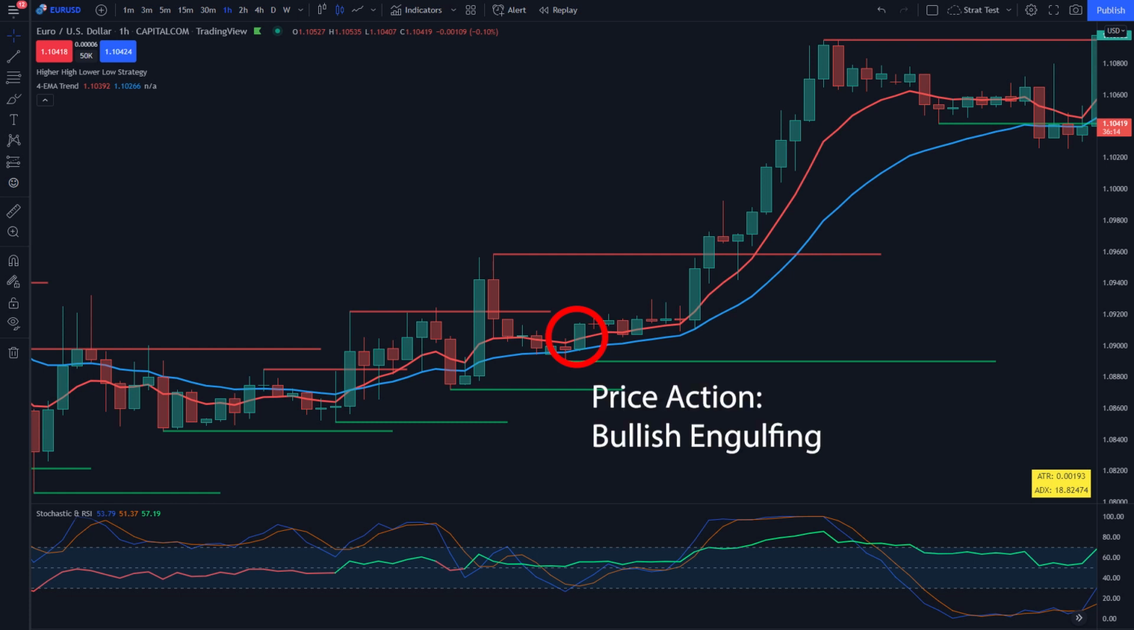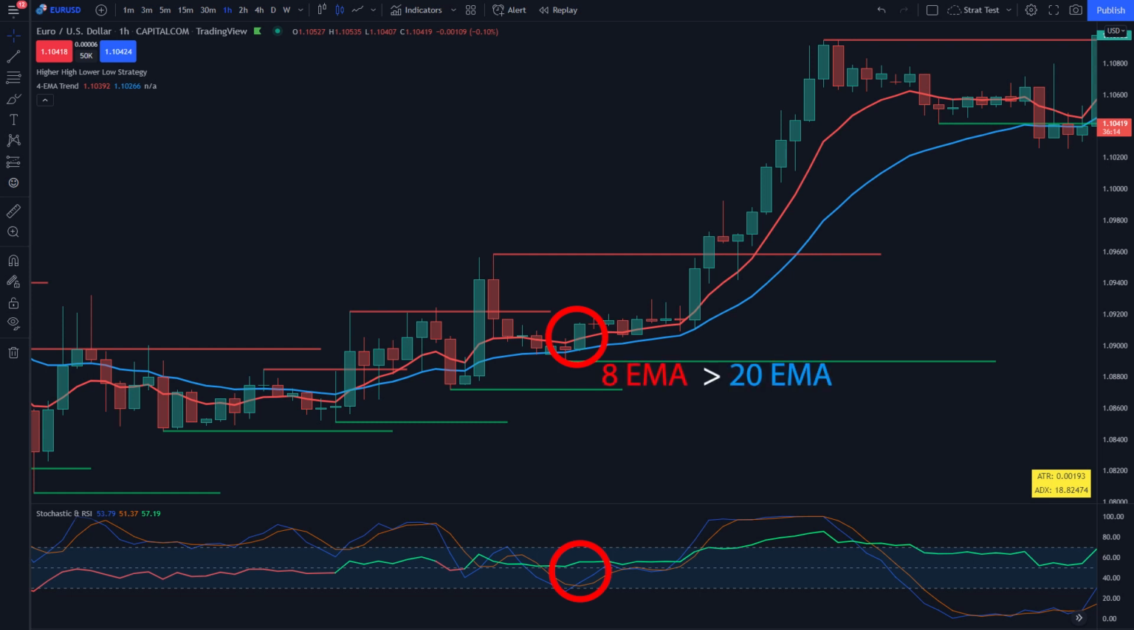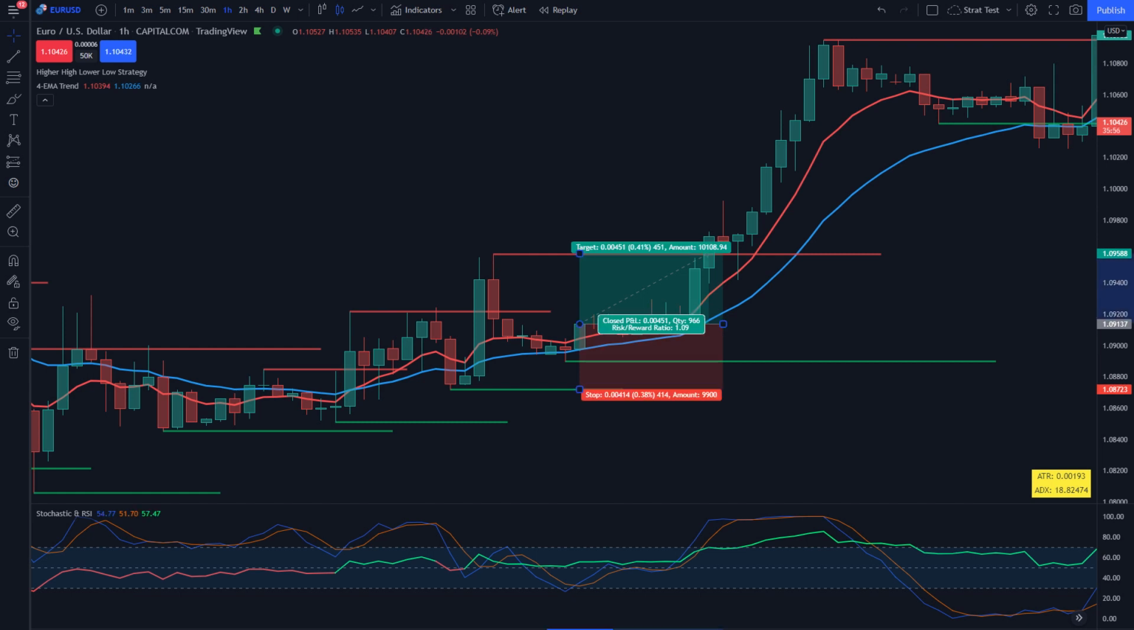We have a price action, a bullish engulfing. The stochastics RSI is oversold and crossing to the upside. And the 8 EMA is still above the 20 EMA and price above both of them. Now we can measure if the long trade has a good risk to reward ratio. The stop loss is set to the previous low and the take profit to the previous high. And you see the risk to reward is above 1 to 1, so consider taking the trade.